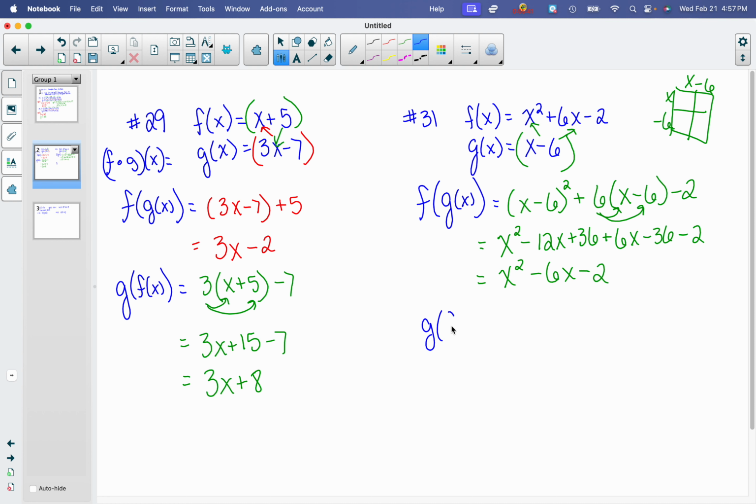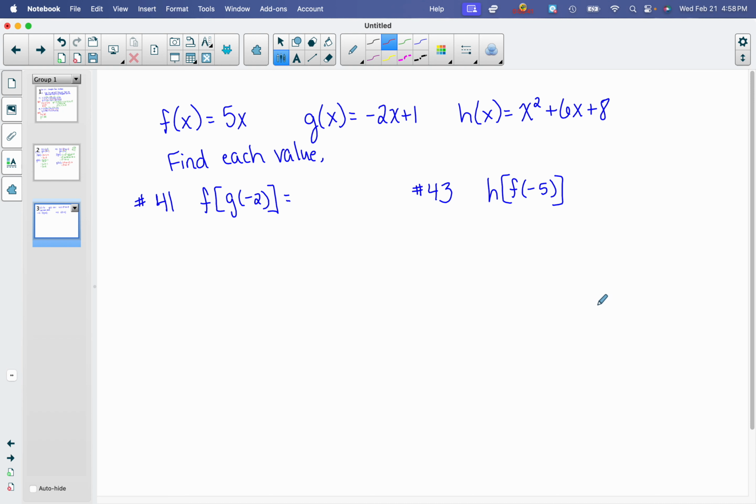Now I have to get g of f of x. Now the good news is it's going to be easier because I'm taking f of x, which is this whole thing, and dropping it in here. So instead of an x, I have x squared plus 6x minus 2. Sorry, you'll see I like to use parentheses when I drop it in. And then I have a minus 6. All I have to do is combine like terms. I get x squared plus 6x. Negative 2 minus 6 is minus 8. And that's my answer. So that one of the directions was hard. The other one, not so bad.